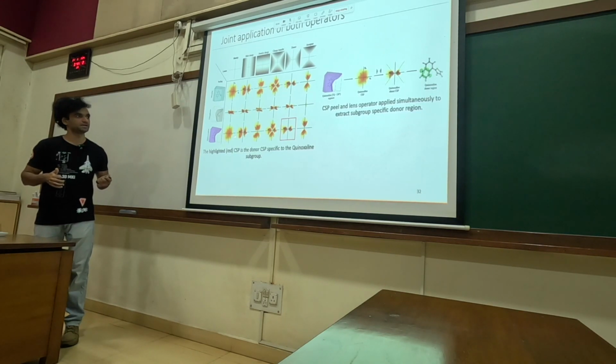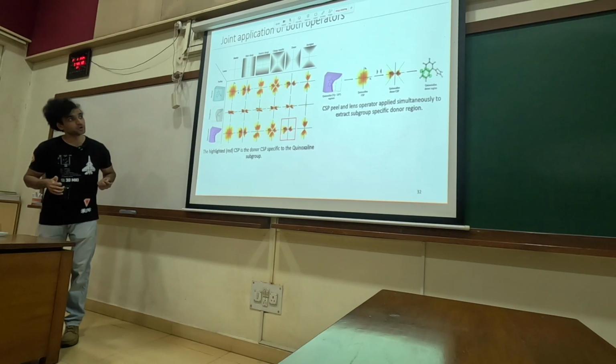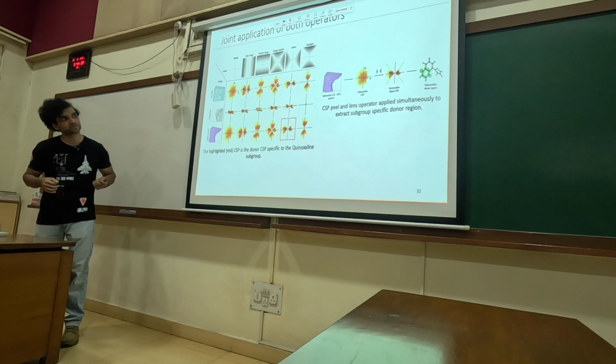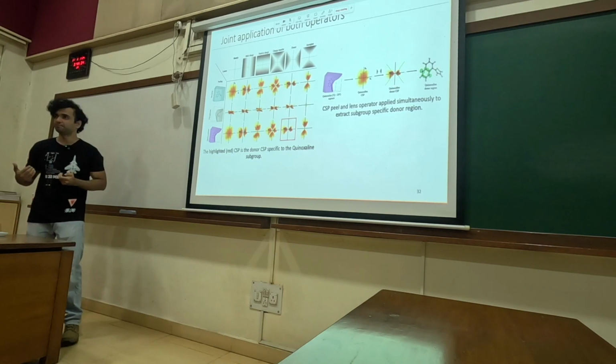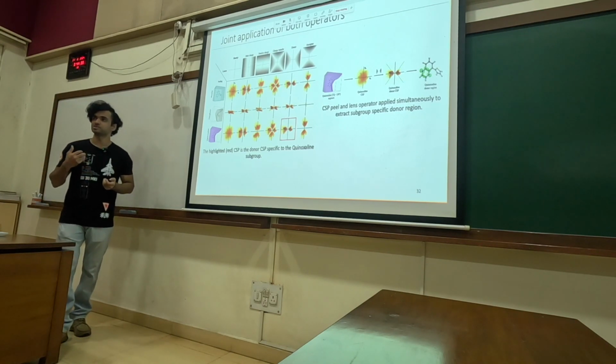So we have applied the donor lens on this peeled CSP of quinoxaline. On the right, in the right image, this process is shown in detail. First, we apply the peel operator to extract the quinoxaline's peeled CSP. Then we apply the donor lens to extract the donor CSP of quinoxaline. And further, we can select the control polygons to map the parts inside spatial domain which are behaving as donor.